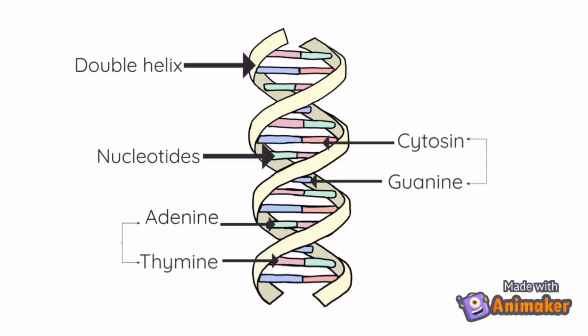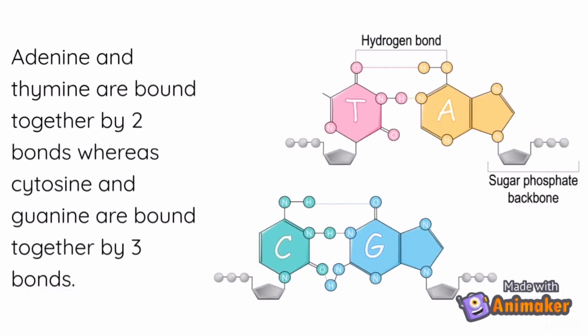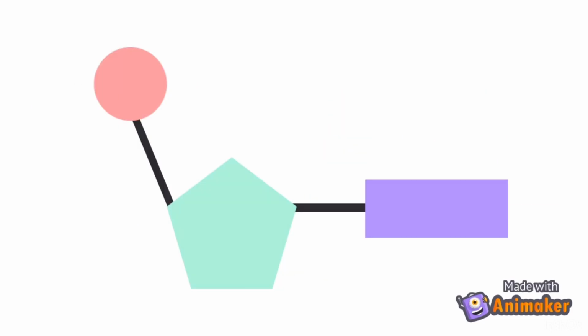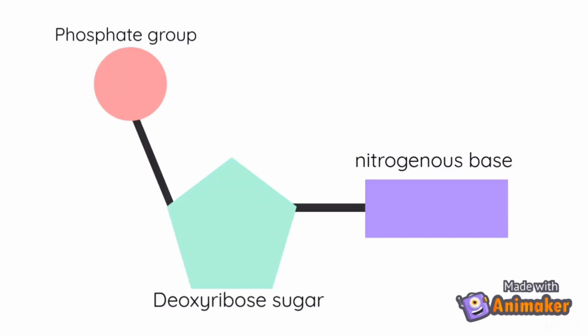Adenine and thymine pair together, and cytosine and guanine pair together. Adenine and thymine are bound together by 2 hydrogen bonds, and cytosine and guanine are bound together by 3 hydrogen bonds. Each nucleotide has 3 parts: a phosphate group, a deoxyribose sugar, and a nitrogen-containing base. The nitrogen-containing bases are the only difference in the 4 nucleotides.